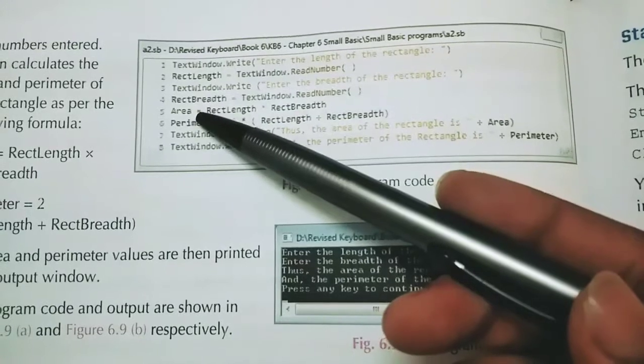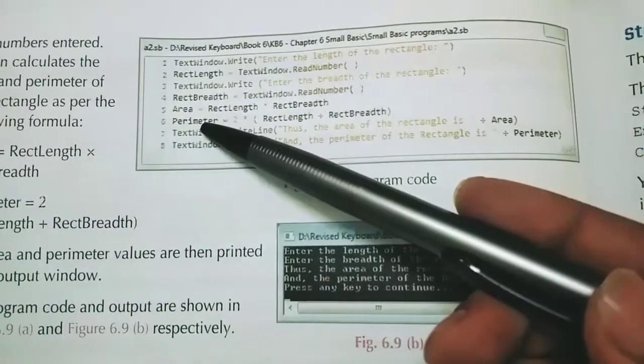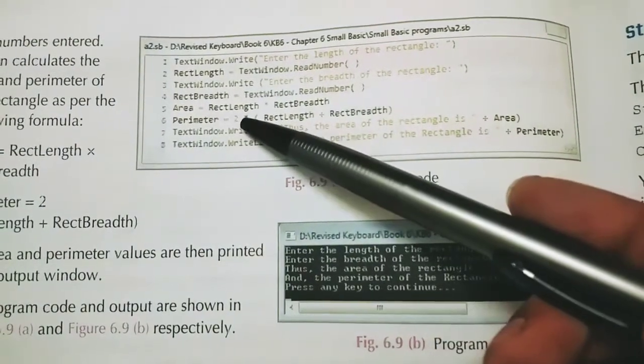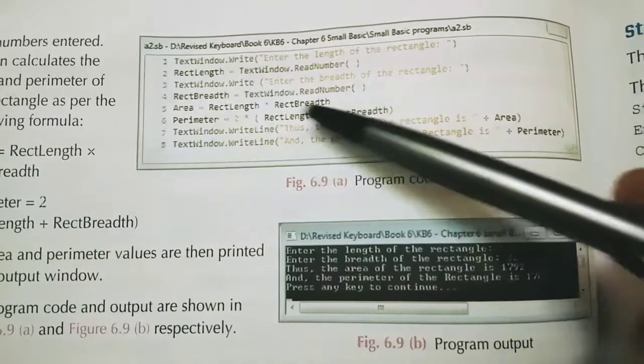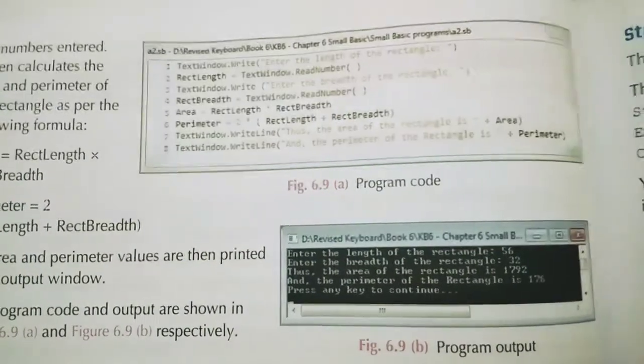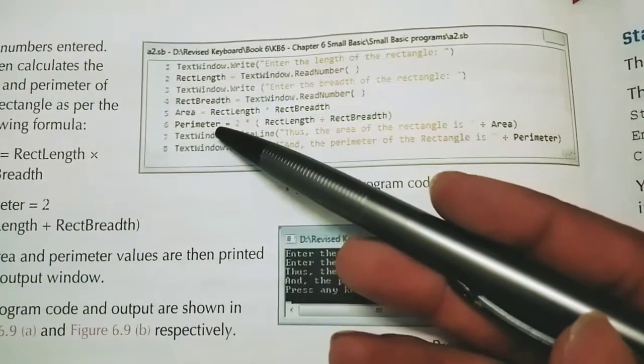So this is the area variable, and then there is another variable, the perimeter. Inside this perimeter variable you have to write the perimeter formula, that is 2 into length plus breadth. Again you have to write the names of the variables. It will be stored in this variable perimeter.